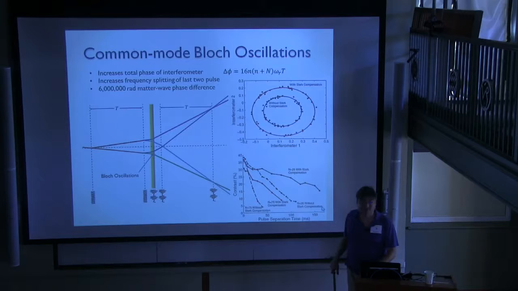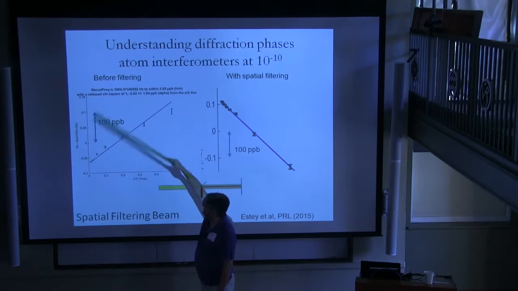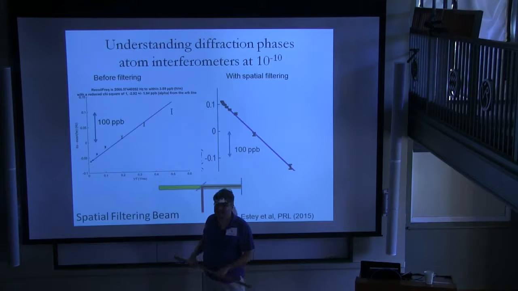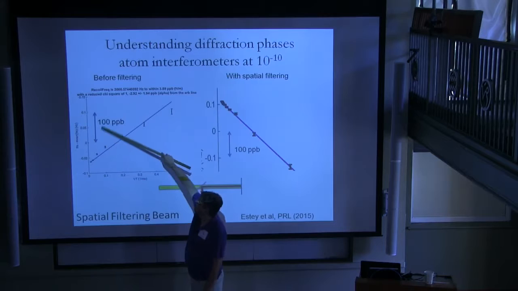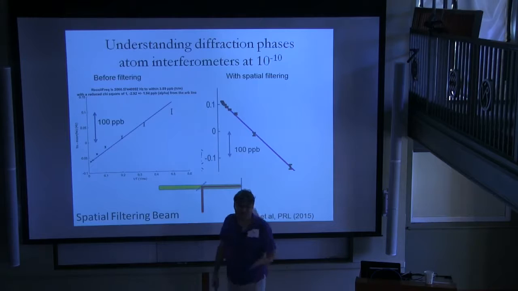Systematics. This is some measurement of the fine structure constant. And I should point out that I haven't specified the absolute scale here. This is just a relative measurement because I don't want to be on record quoting a number before everything is wrapped up, right? This is 100 parts per billion from here to here, and this is the time that the atoms fly, and obviously it should be a flat line, but it isn't.